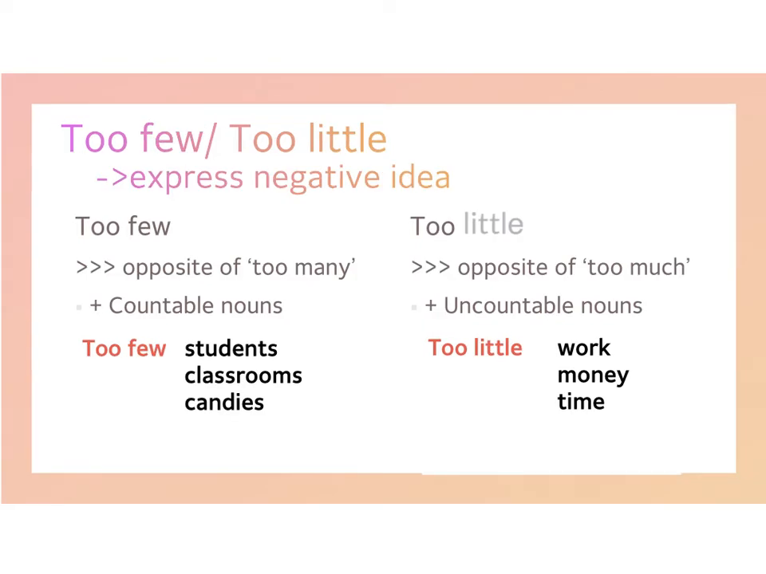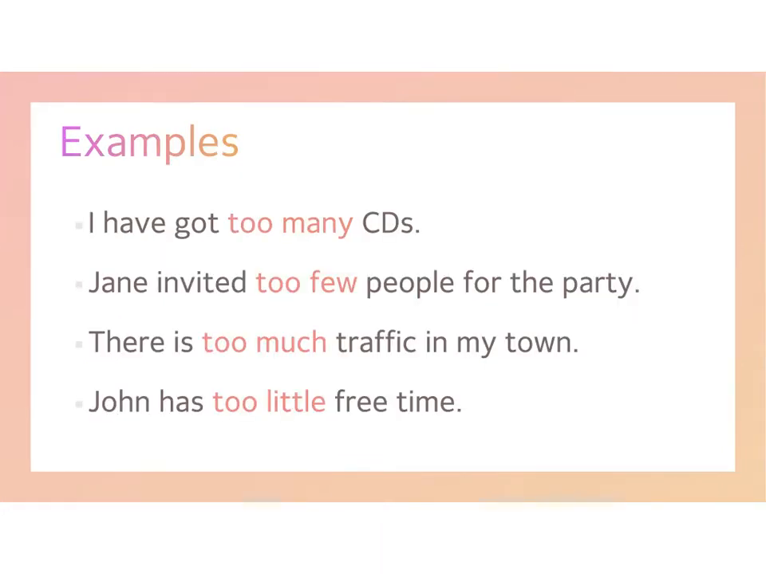If we want to talk about something that is or that are less than what we want or what we need, we will use too few or too little. Too few is the opposite of too many. We need a countable noun. While when we talk about too little, it is the opposite of too much, so we need an uncountable noun after too little. Let's look at the examples.